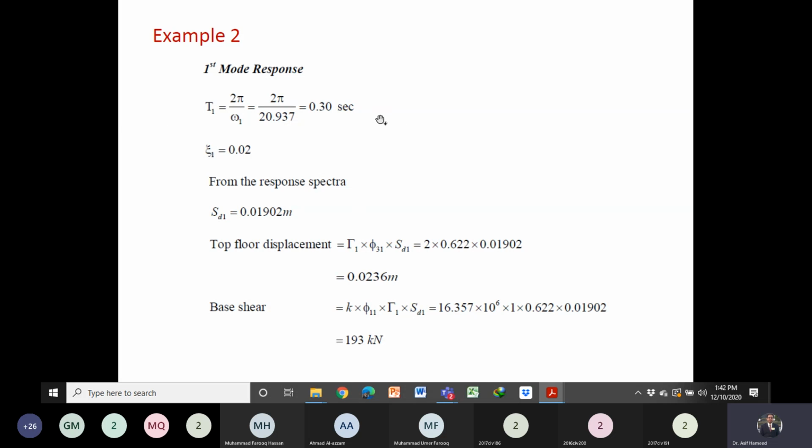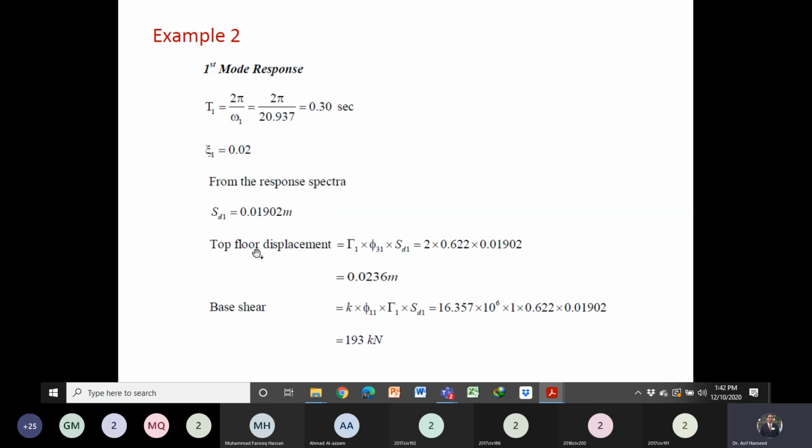Time period will be equal to 0.3 seconds. Zeta value, because c over 2m is equal to zeta omega n, we can calculate the zeta value. Once we have the time period and zeta value, we can see the value of the spectral displacement in the first mode of vibration from the response spectrum. 0.3, 0.02 from the response spectrum. Along the x-axis, we have the time period. Along the y-axis, we have the response quantity, for the zeta value equal to 0.02. So we can see this value from the graph. This is the maximum displacement of the mass having the time period T and zeta value 0.02.